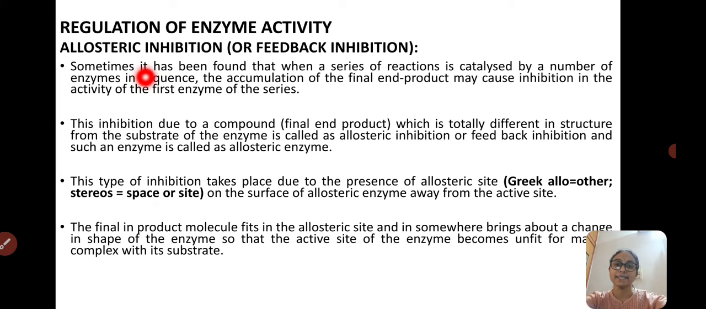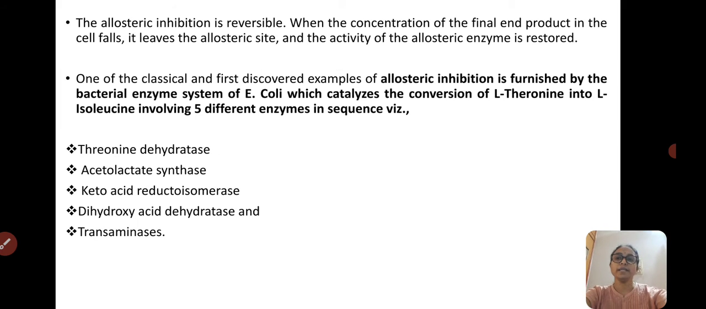on which the enzyme is acting. So usually the first enzyme of the series of biochemical reactions, for example in the formation of a particular amino acid, then that end product may cause inhibition of the activity of the first enzyme in the sequence. That is called allosteric inhibition.